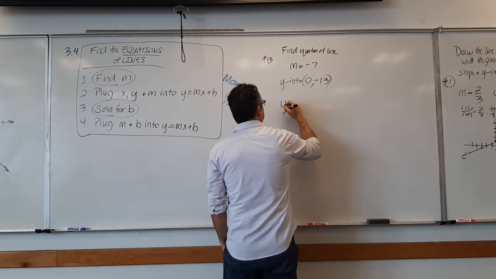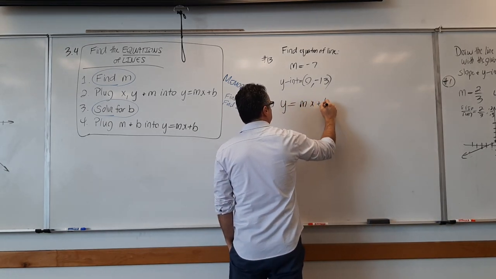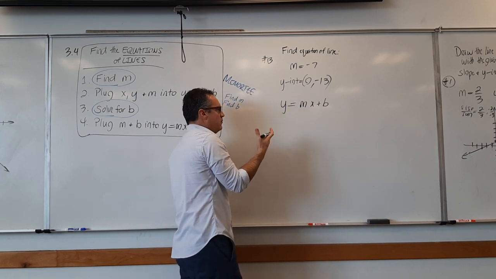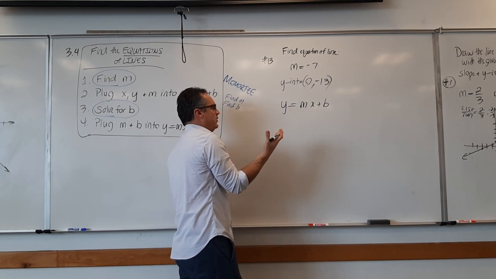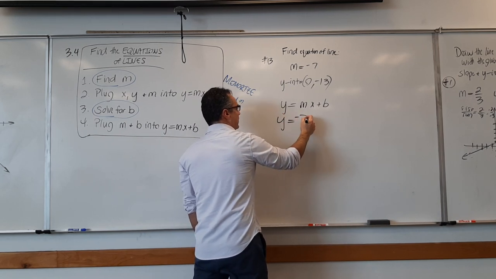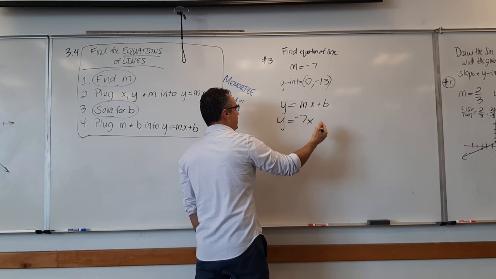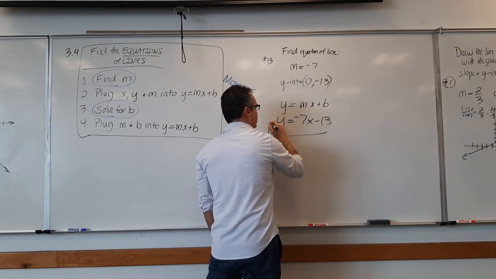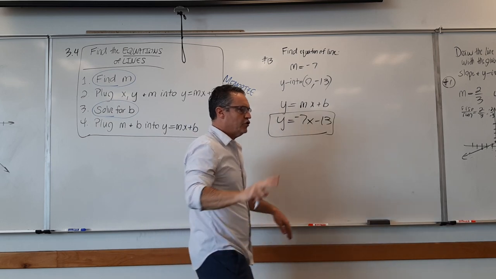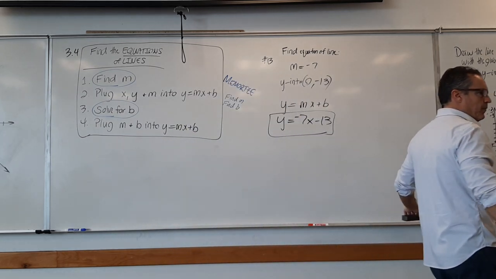All that's left to do here is take y equals mx plus b, which is the skeletal form of this slope-intercept equation of a line. y is part of the equation. What's m? Negative 7. x is part of the equation. What's b? Okay, that is the answer. That's what you've got to do, and that's problem number 13. So I'm going to put two more on the board, and you're going to do them.